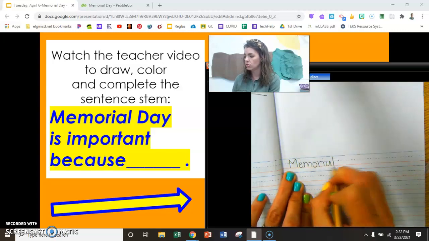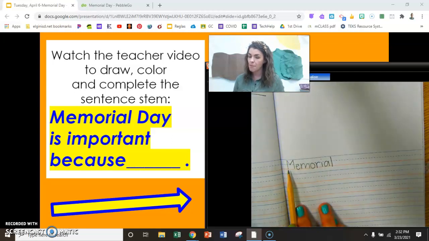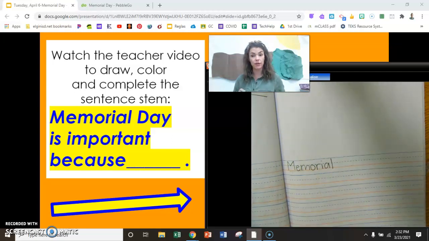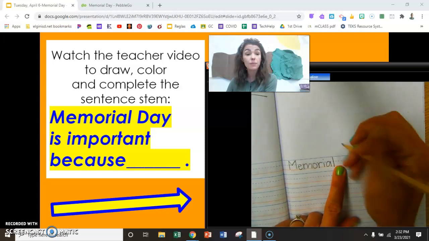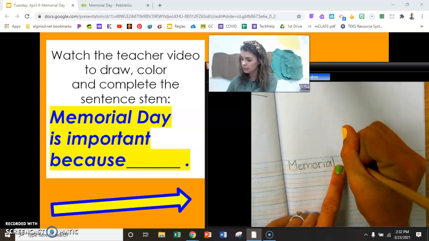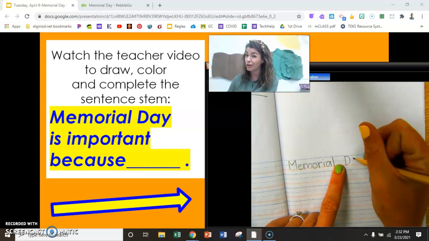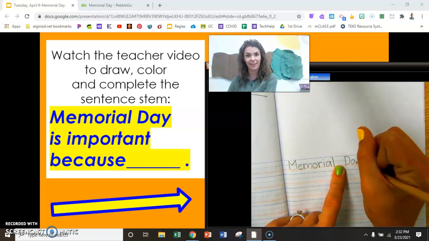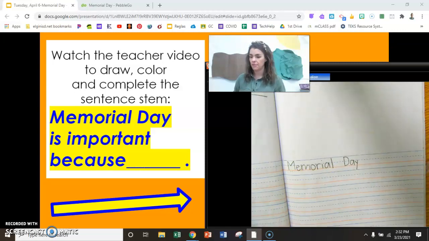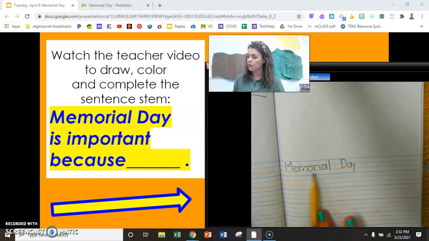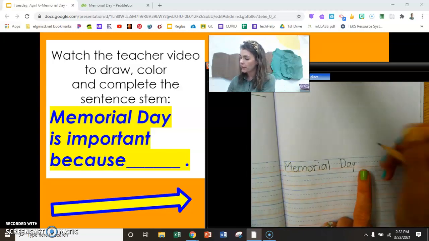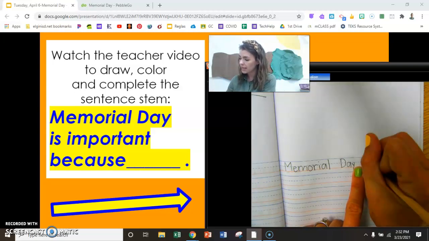A-L says ol. Check that first word. Capital M, memorial. Memorial. Finger space. A capital letter D. Why? It's not the first word of the sentence. It's a name of a holiday. D-A-Y says day. So far we have Memorial Day. 2 capital letters. Finger space and let's keep going.